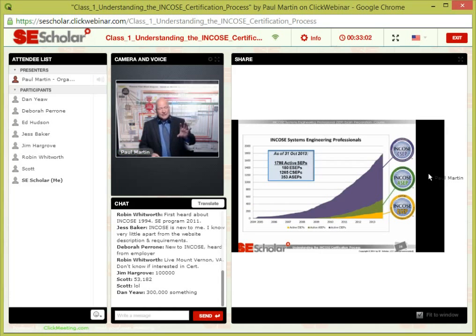Now remember, how many PMI certifications are there? About 400,000. As you can see by this graph, we're trying to catch up to them, and we have maybe 2,000. We've been at this since 2004, for 10 years. It's taken a while, but it is taking off.